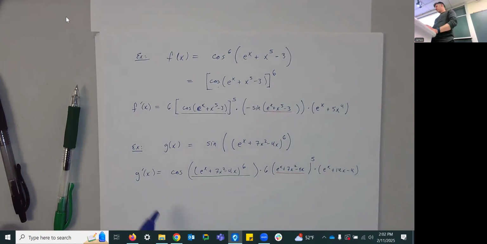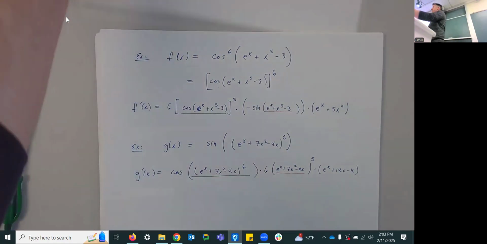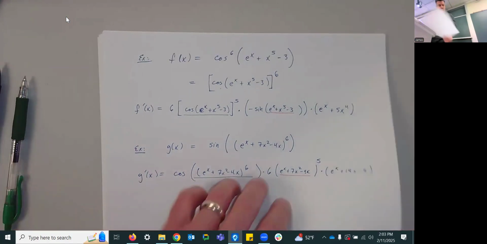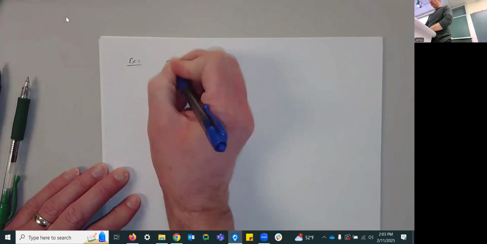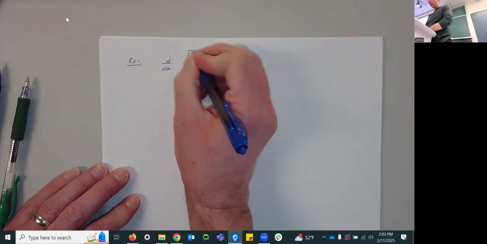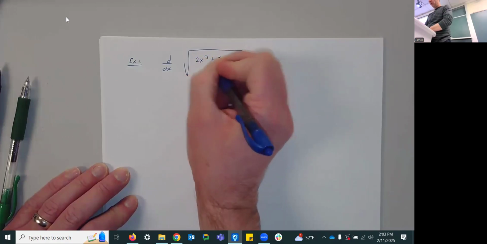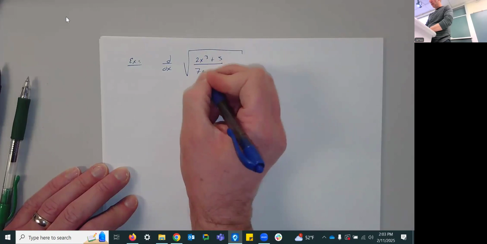For lack of a better way of saying it, that's pretty much the gist of the chain rule. Yes, it can be grosser. Yes, the product rule and the quotient rule can also show up. So actually, we should do a couple more examples with the product rule and or the quotient rule in there. For example, if someone asked you to find the derivative of the square root of 2x cubed plus 5 over 7x minus 9.